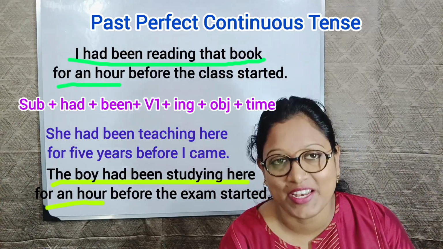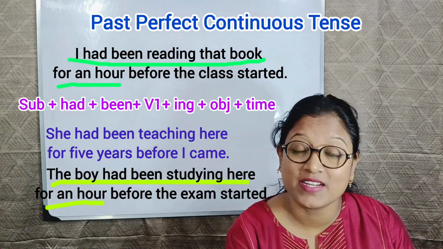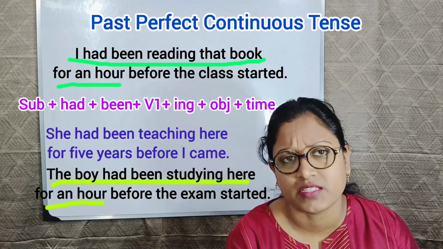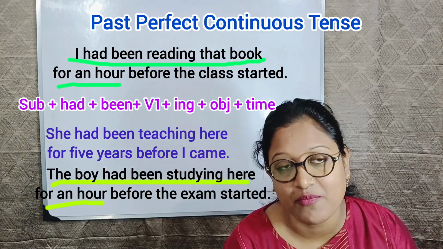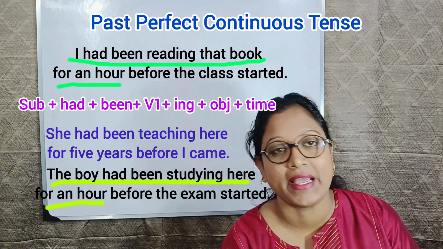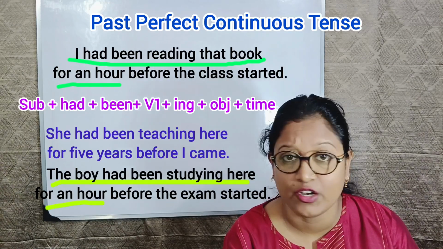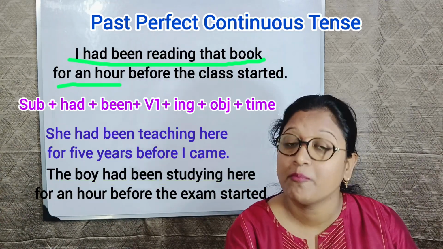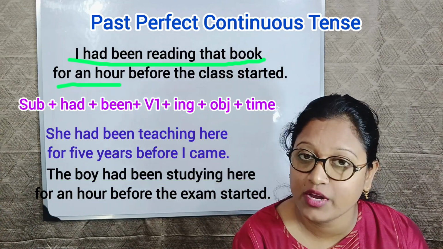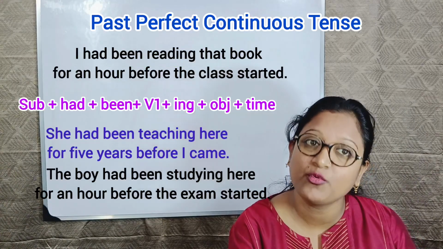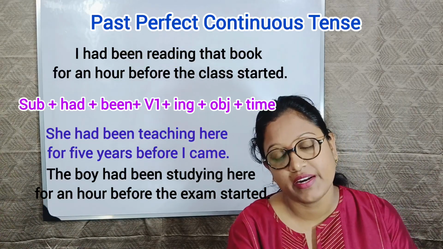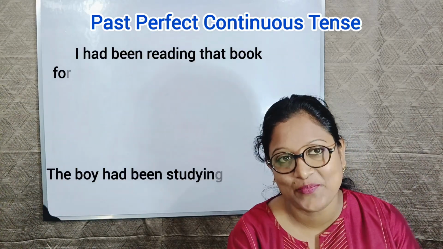And if you make it negative, the boy had been studying. Just we will change the first sentence. The boy had been studying for an hour before the exam started. The boy had not been studying for an hour before the exam started. Interrogative: had the boy been studying for an hour before the exam started? I hope it is clear, right?